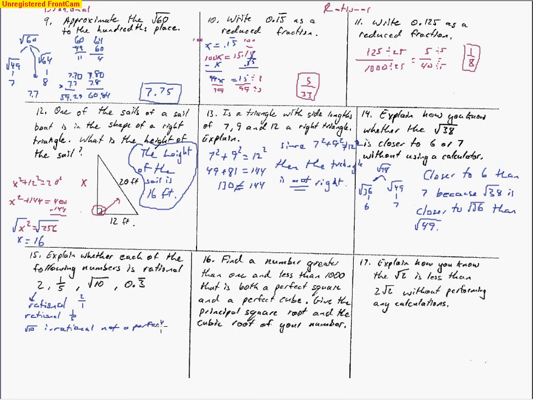And then we have the 0.3 repeated. And this is a rational number, and it's rational because we can write it as a fraction.